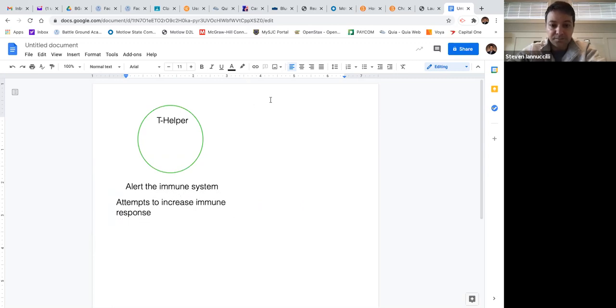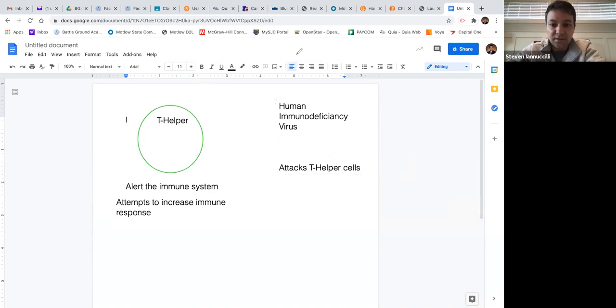HIV infection. Human immunodeficiency virus, that's what that stands for. I don't know how to spell deficiency, but that's okay. Deficiency virus. Okay, human immunodeficiency virus. What it does is it attacks T helper cells. So this virus is going to attack this cell. So if you attack this cell, then what are you doing?